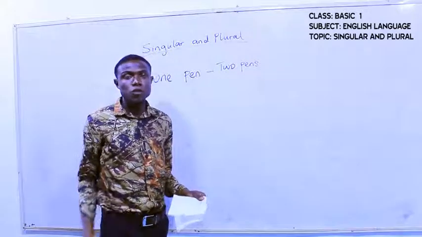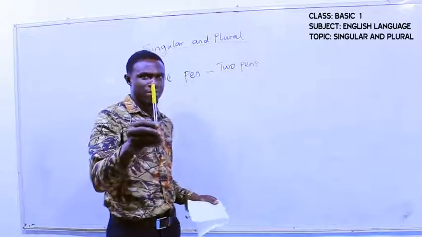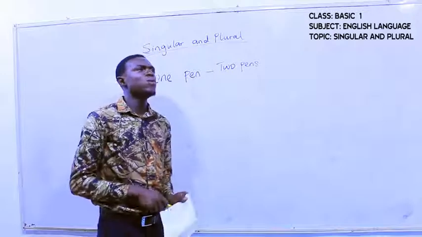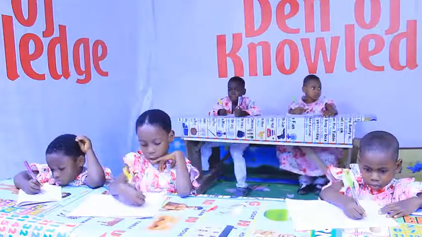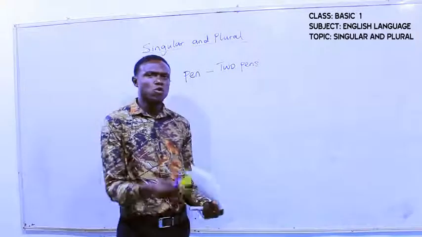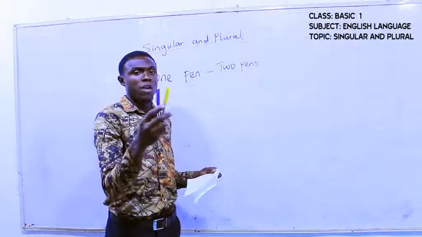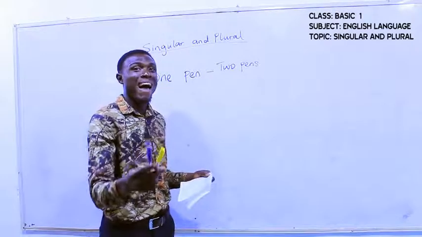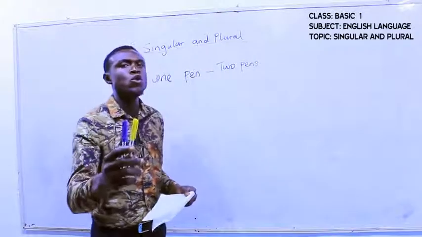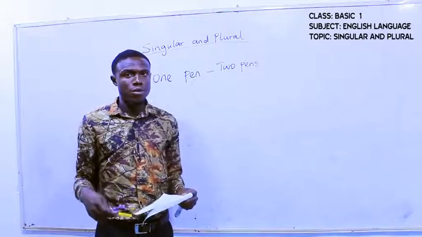As you can see here, this is one pen. Now this one pen, we'll say that it is what? Singular. Because it is one. But what happens when it is now two? We'll say they are plural, because they are more than one. So we'll say two pens.